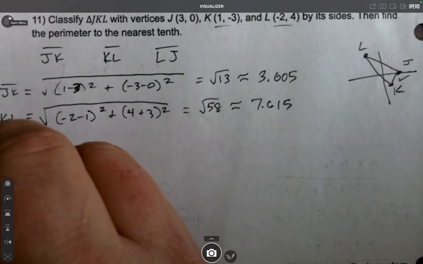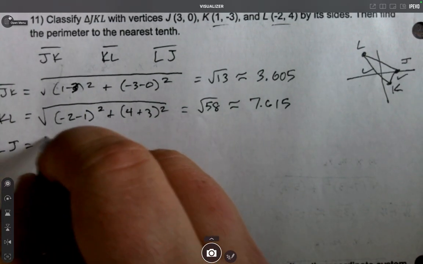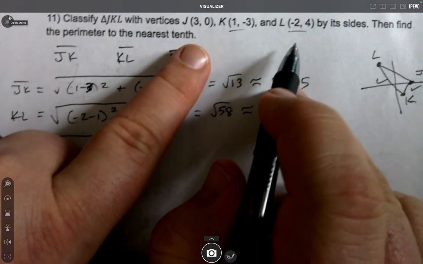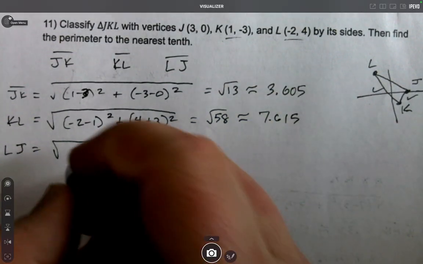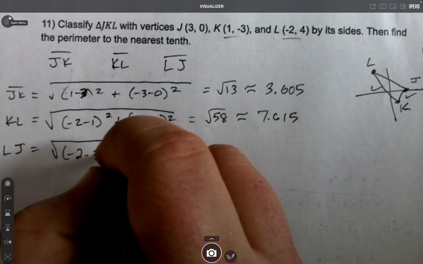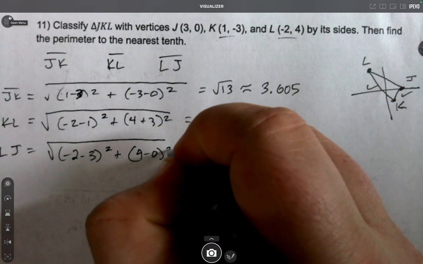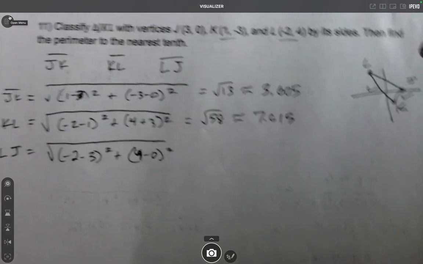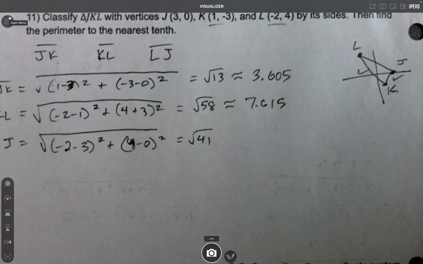Finally, we'll do LJ. So we've gotten this side done and this side done, so just that third side, and then we'll have business. So this is using the first and the last points. Our x's are -2 and 3, so I do (-2 minus 3) squared plus (4 minus 0) squared. When you simplify all that, you get the square root of 41. And the square root of 41 is 6.403.